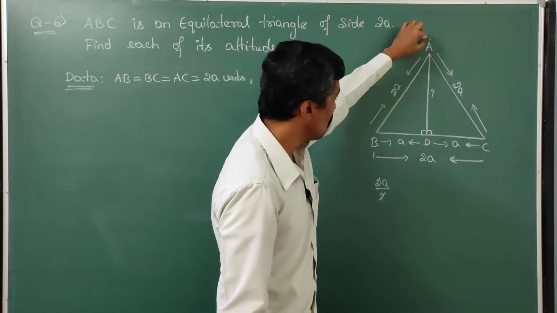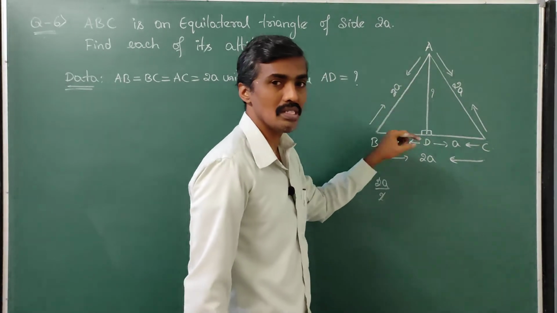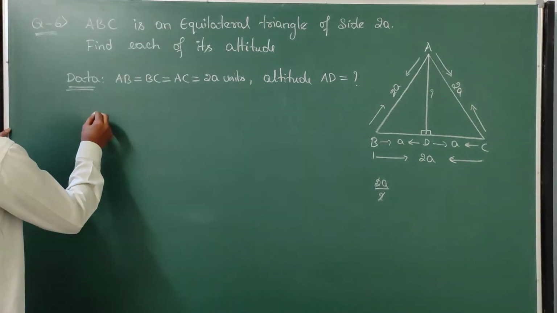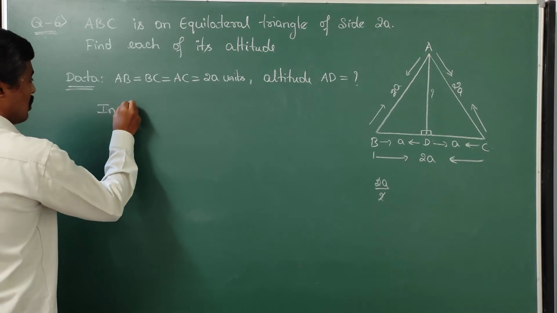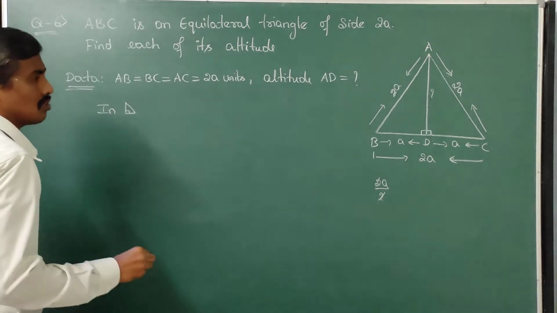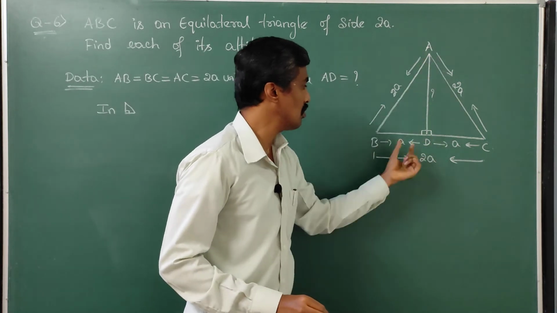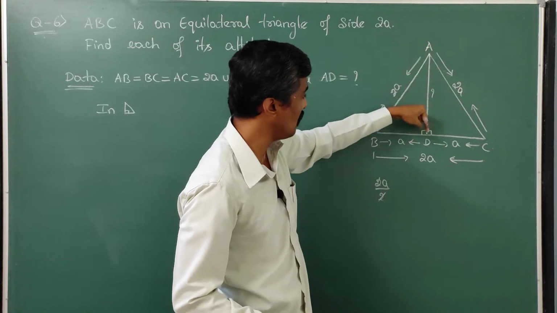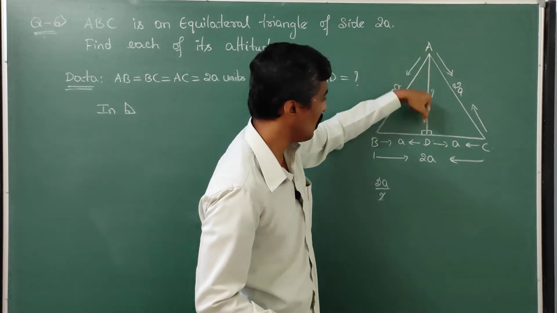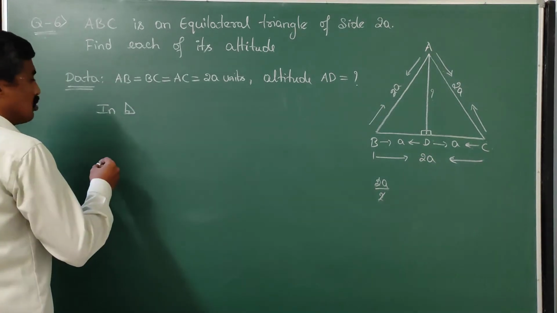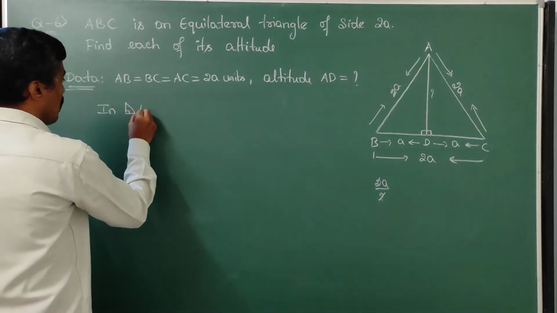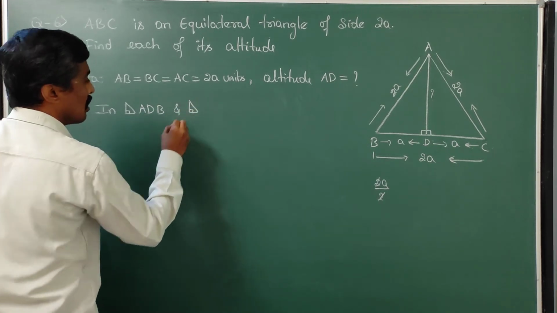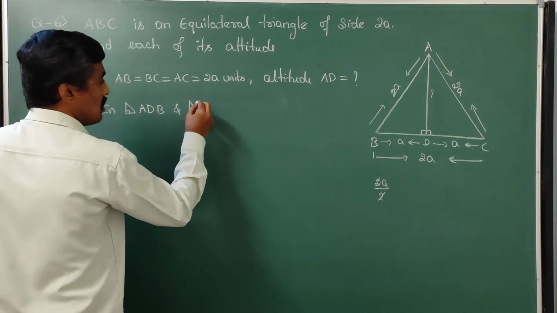Okay, so I will show you why AD bisects, how AD bisects the BC. In triangle, if you draw the altitude to the base BC, then we get two right angle triangles ADB and ADC, correct? So I'll take these two triangles. In triangle ADB and triangle ADC.